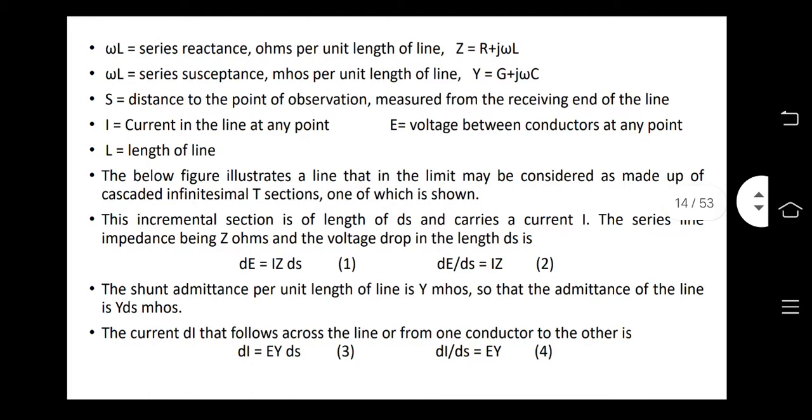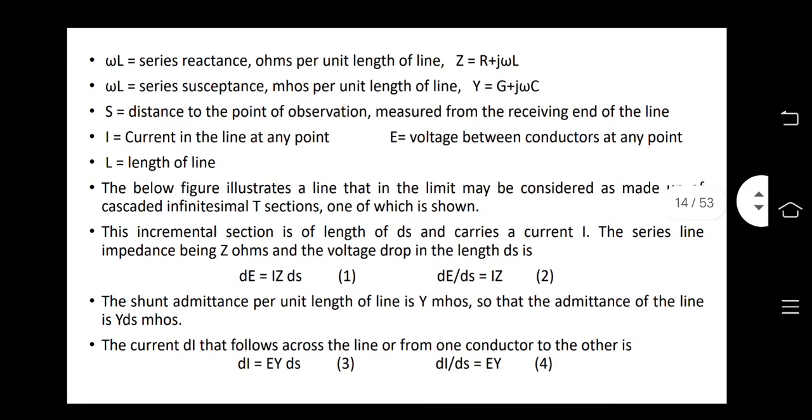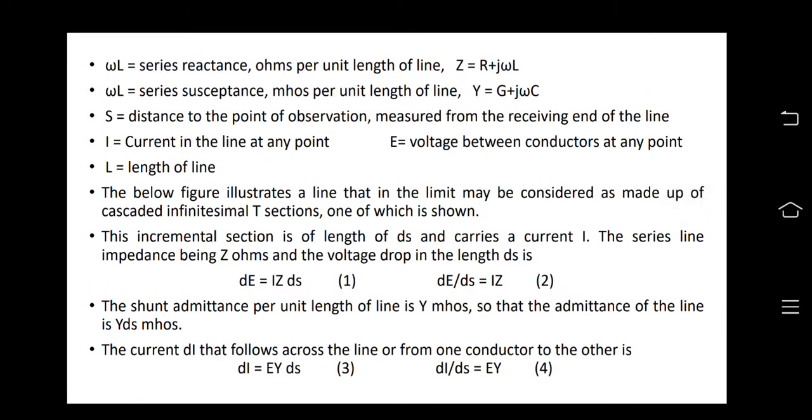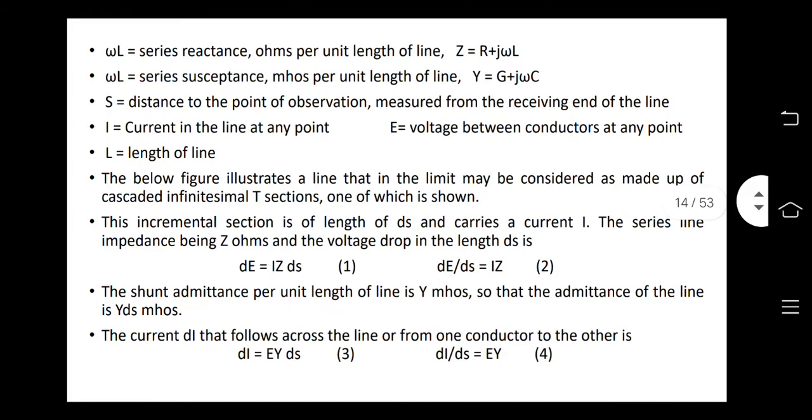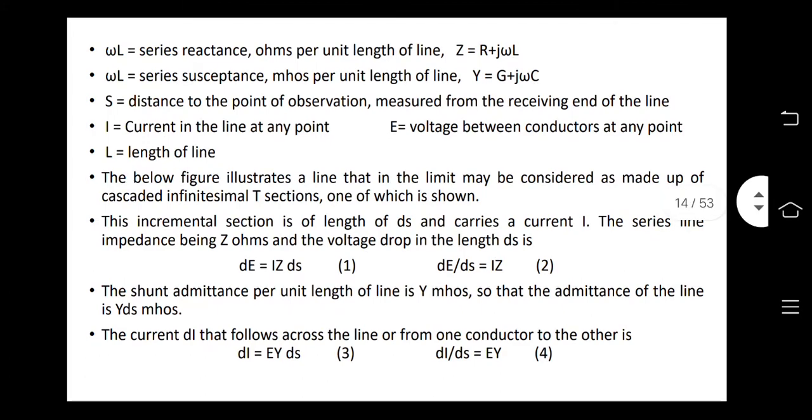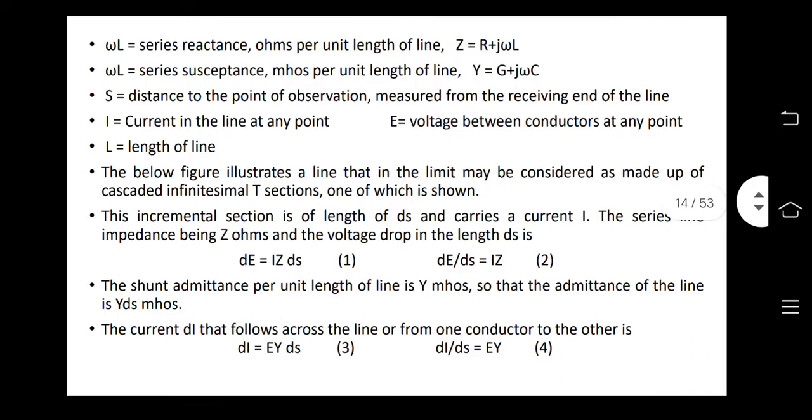So here the incremental section of length ds carries a current I. The series line impedance being Z ohms, the voltage drop in the length ds is dE equals I Z ds, where rearranging this equation 1 will give you dE by ds equals I into Z.